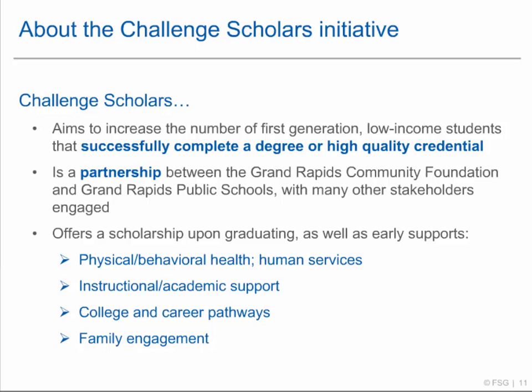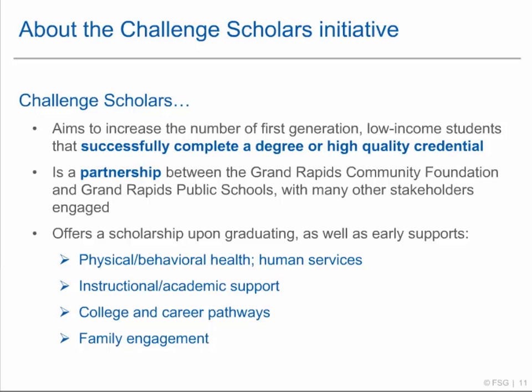The program design of Challenge Scholars is also multifaceted. A key component is the promise of a scholarship for free college education. The scholarship addresses the perception by most of our students and families that college is simply unaffordable. But the real work, and what sets Challenge Scholars apart from many promise programs, is ensuring that students are well situated to take full advantage of the opportunity that the scholarship offers. We're achieving this by providing additional support to students and families beginning in sixth grade.